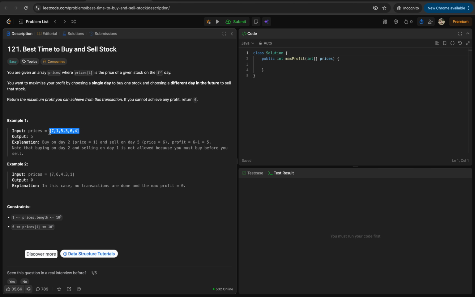Okay. So what we want to do, we want to buy on some day and then sell on a later day. So the later value should be greater than the present value, the first value. Basically we want to find two integers in this array in such a way that the difference of them should be maximum, and the smaller value should be at the start and the bigger value should be at the end.